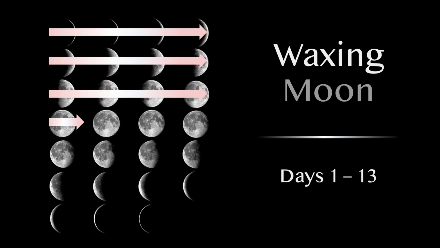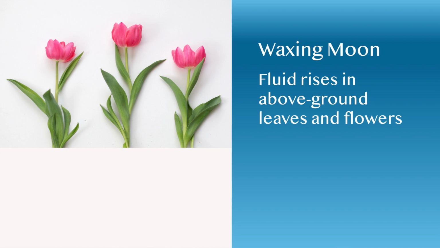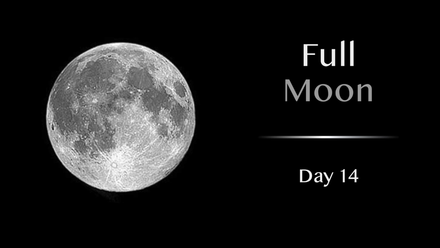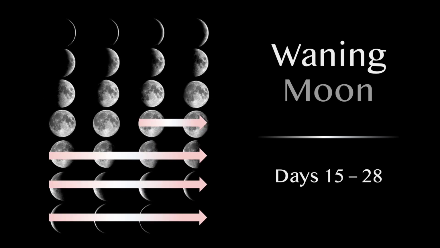For example, the waxing moon is the time from the new moon to the full moon, the first 13 days of the lunar cycle. And during this time, the part of the plant that is above ground grows because plant fluids are being drawn up. But this changes at the full moon because that is when the moon changes from waxing to waning.